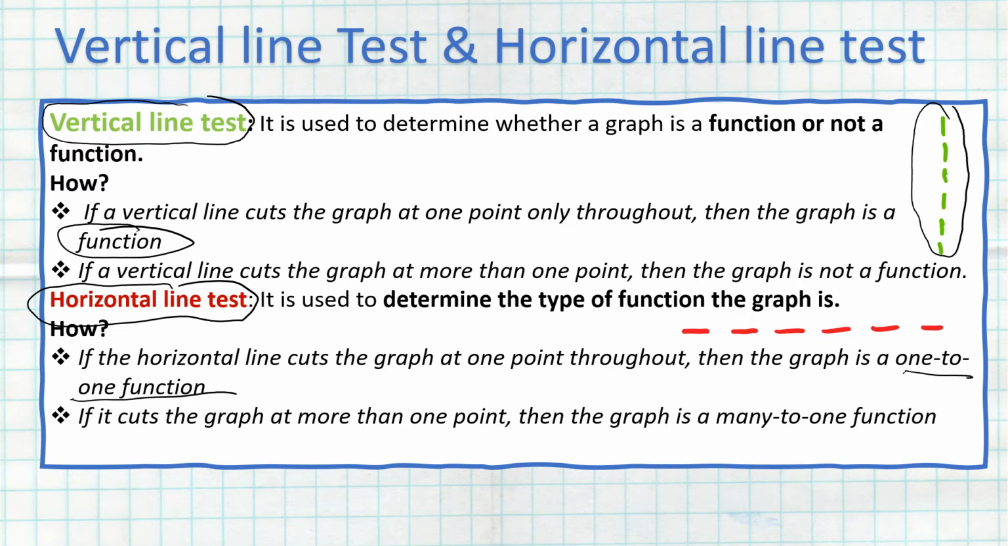That's a type of function. It will be called a one-to-one function, because when you apply a horizontal line, it cuts your graph at one point. But if it cuts your graph at more than 1 point, maybe 2 or 3 or something like that, we call that graph a many-to-one function. So this is just another method that you can use, and it's a very quick and simple method. You just need to know, if I apply my horizontal line and it cuts my graph at 1 point, then it's a one-to-one function. If it cuts our graph at more than 1 point, then it's a many-to-one function.